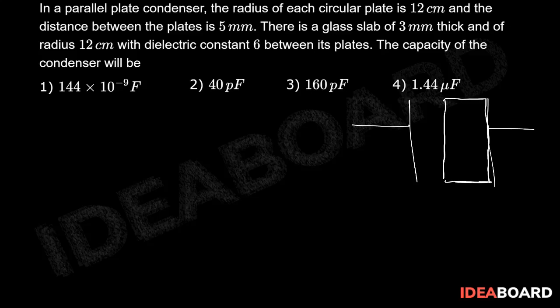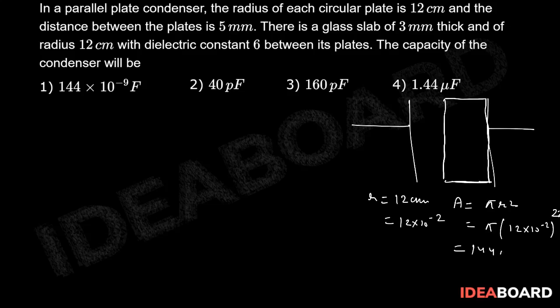okay, and cross section areas are same for both because A is equal to pi into r square, and for both the area of cross section, the radius is provided as r is equal to 12 centimeter, right? So this will be 12 into 10 to the power minus 2. So we can calculate 12 into 10 to the power minus 2 square. So this will become 144 pi into 10 to the power minus 4 meter square. This much area of cross section we have.